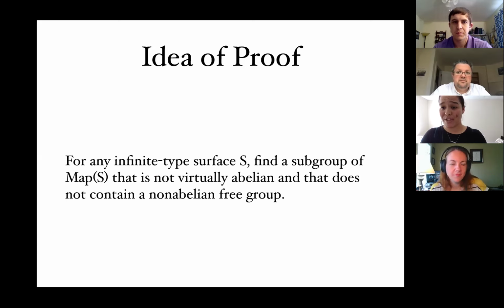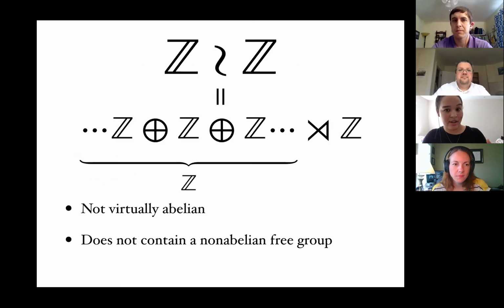So the idea of proof is straightforward. The only problem is there's a ton of different infinite type surfaces. So it seems like it might be a little tough to find a subgroup that can live in all of them. But it turns out there's a nice one.